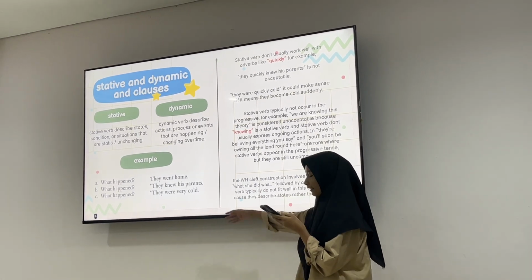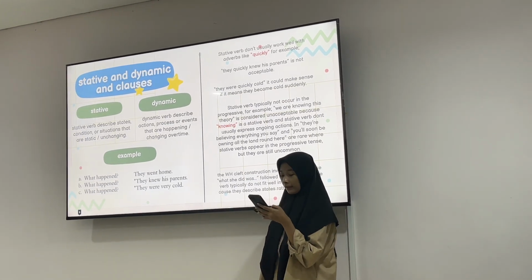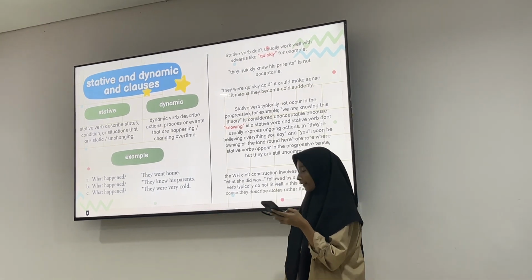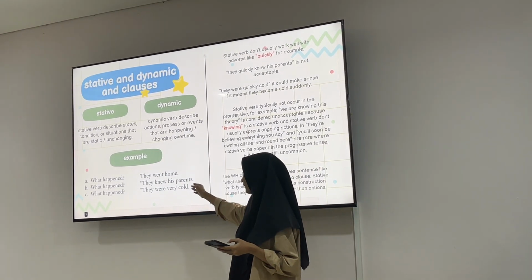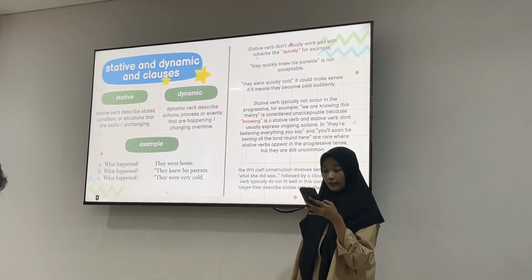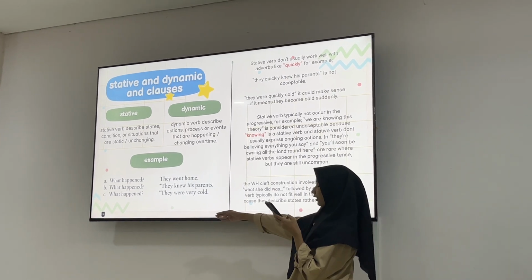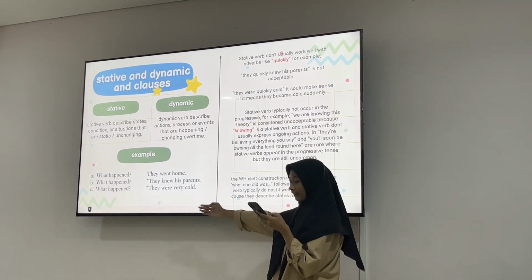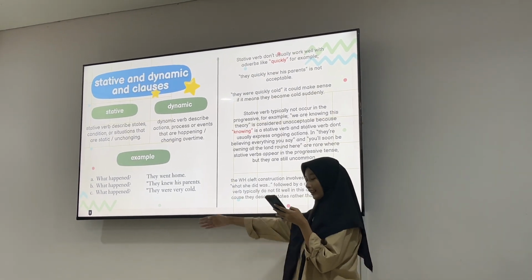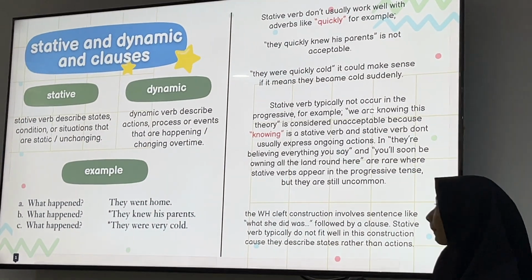Like in your example, they went home. This one is dynamic because it's an action of going somewhere. An example in B and C, they knew his parents and they were very cold. Knew and were are both related to states, so they are not dynamic but static, because they describe knowing someone and not doing something.